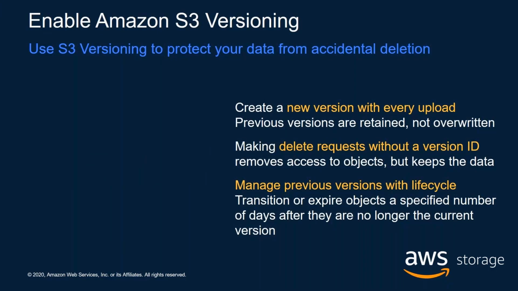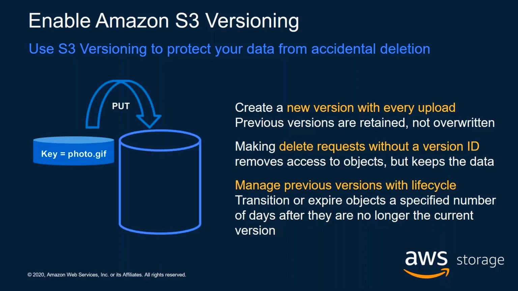Enabling S3 versioning is something that you can do on a new bucket or an existing bucket. It helps to protect your data from accidental deletion, and we'll talk about how some of that comes into play. Each new version you upload creates a new version of the object. Here's a simple scenario where we're putting this photo file into our bucket. That first photo that's added is version 1 for this simplified example.